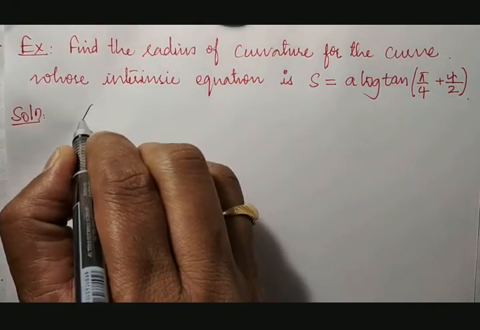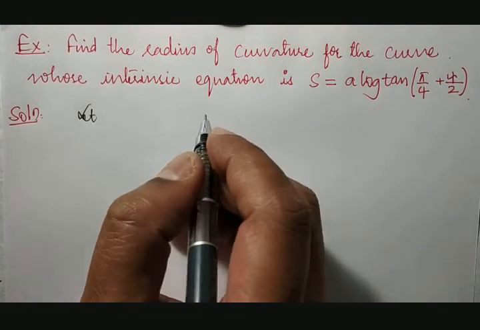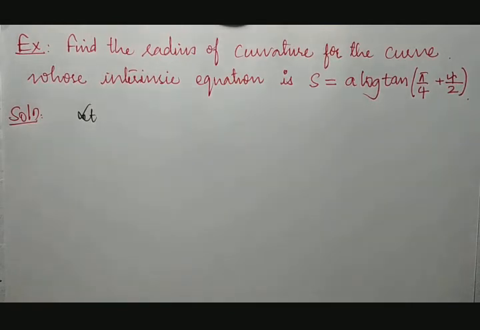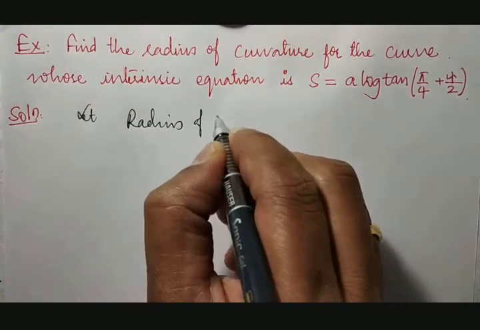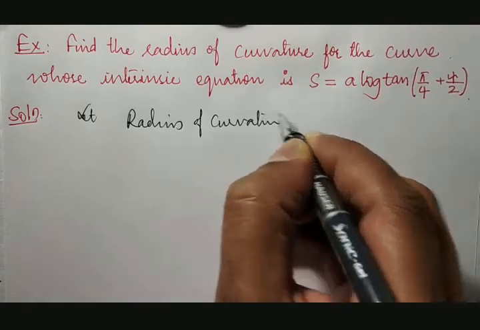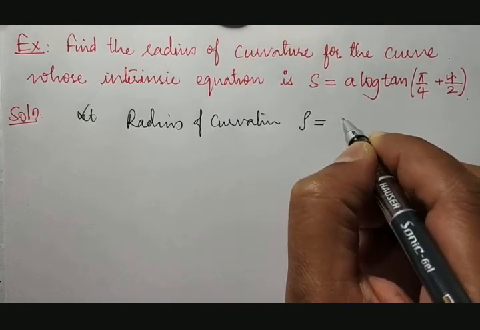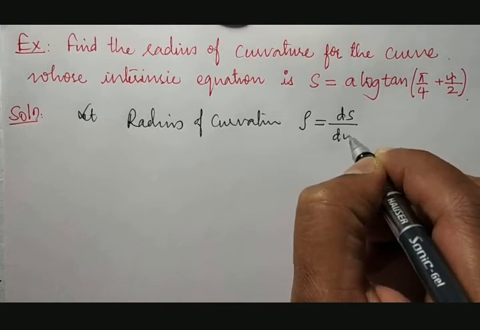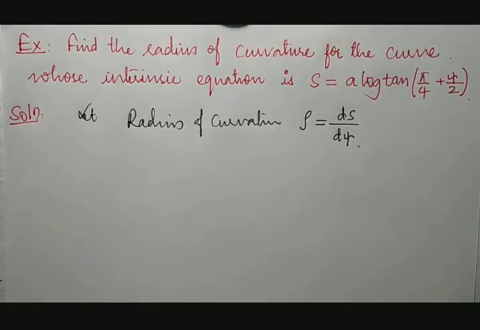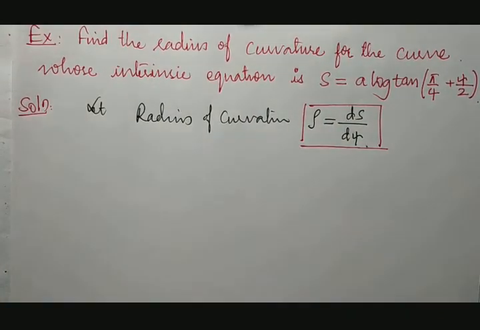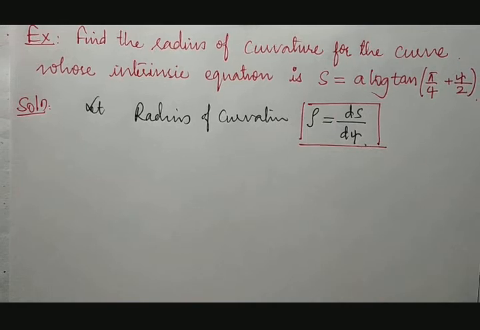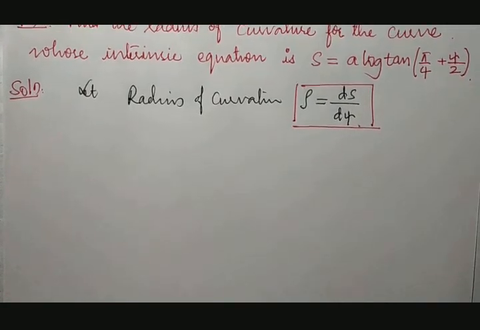When this is the curve, what is the radius of curvature for this? Where the intrinsic equation is involved, the radius of curvature ρ is nothing but ds/dψ. This means the intrinsic equation has to be differentiated with respect to ψ, and that itself will be the radius of curvature. Fine. So what to do then?